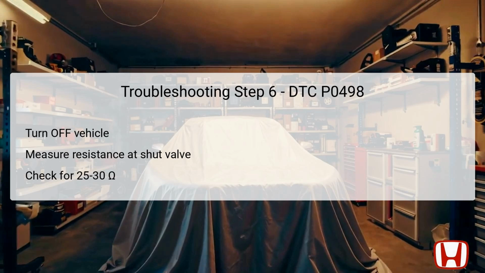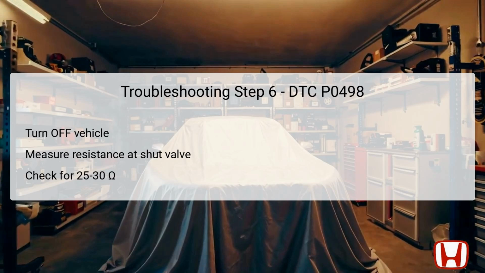In this step, focus shifts to verifying the resistance of the EVAP canister vent shut valve. After ensuring the vehicle is in the off-lock mode, the technician must proceed to measure the resistance across the two test points at the vent shut valve side using a multimeter. Ensure that the EVAP canister vent shut valve's 2P connector is disconnected while conducting this test. The expected resistance should be between 25 to 30 ohms.